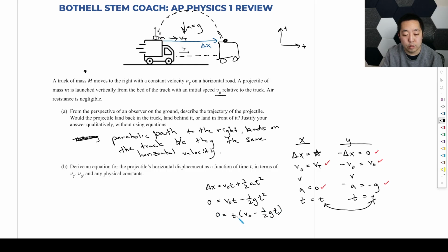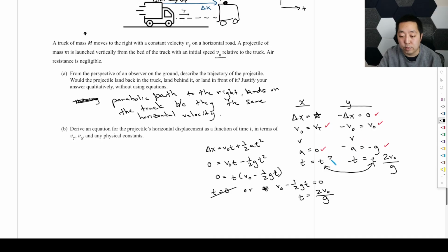because it's equal to 0. So that means t is equal to 0, which doesn't seem valid, or the V0 minus 1/2 gt is equal to 0. And here, if you solve for t, you're going to get 2V0 over g, right? So move it over, times 2 divided by g. That's going to be our time. That time gets to come over here. And so now I have the time.